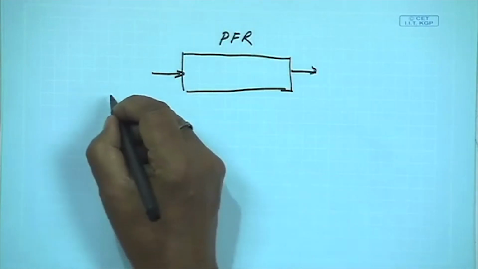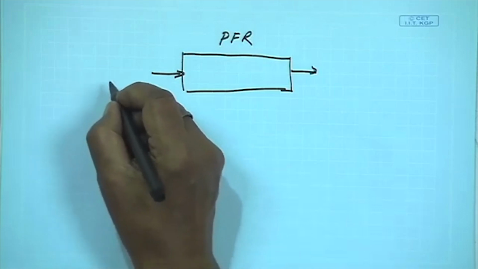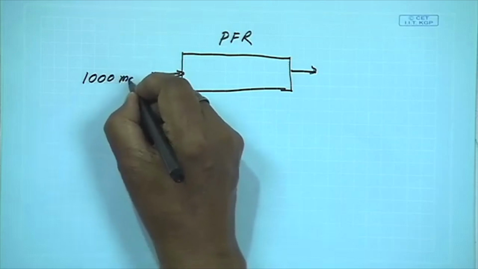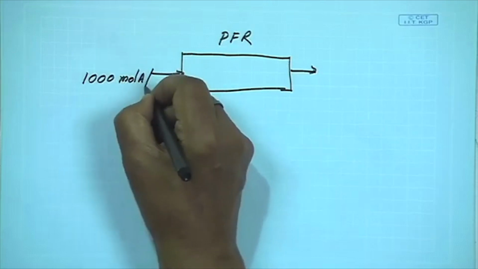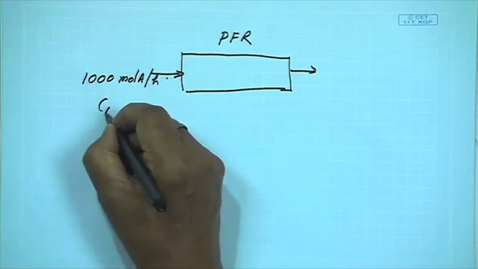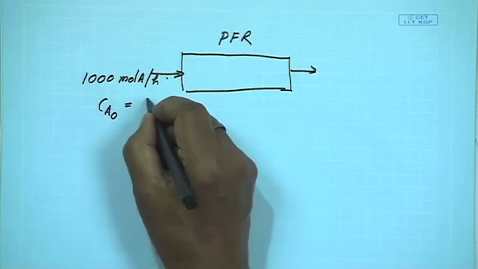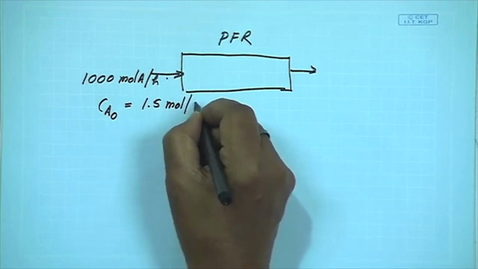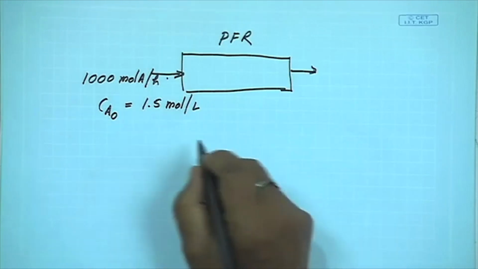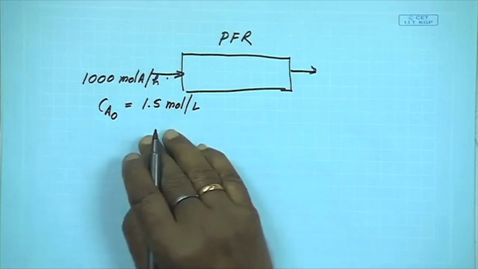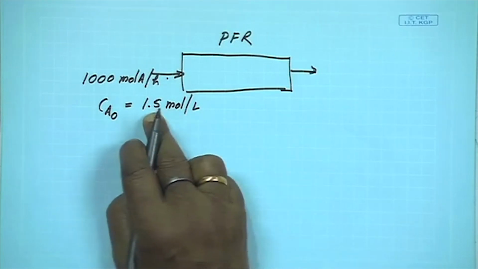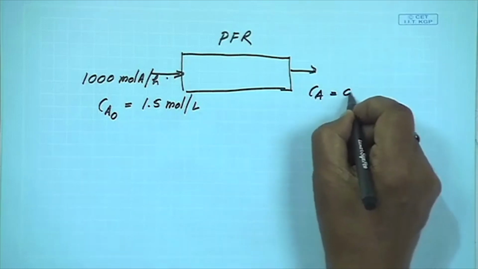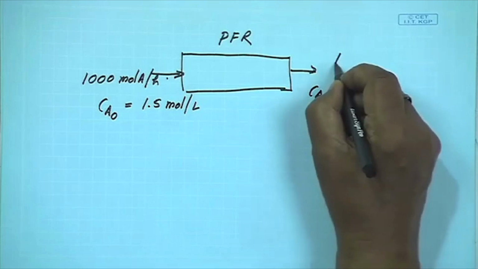Now what is the initial concentration that we have? This is 1000 mole of A per hour, and Ca0 is equal to 1.5 mole per liter. Now 80% conversion means 20% will remain. So if you multiply it by 0.2, then Ca will be equal to 0.3. Am I right?